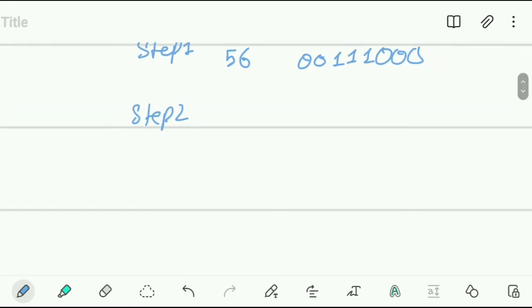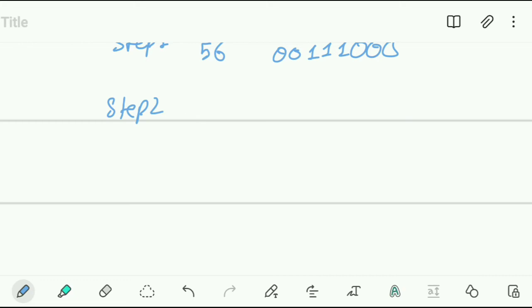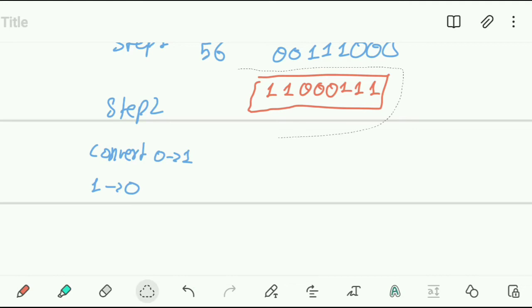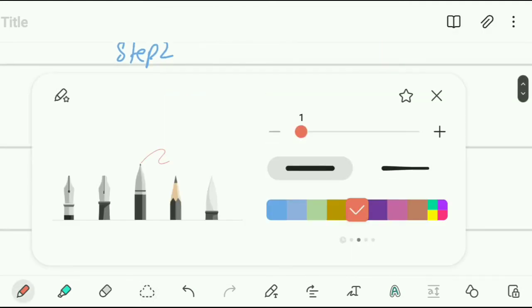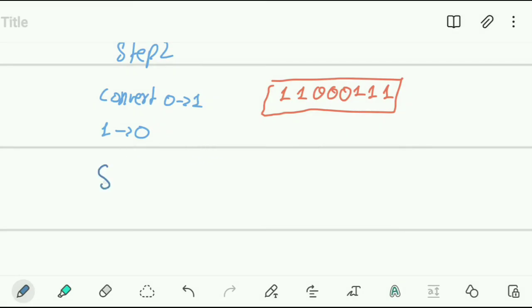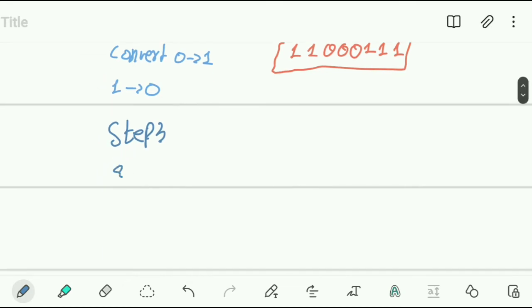Now step 2: convert 0 to 1 and 1 to 0, which means all the digits which are 0 become 1, and all the digits which are 1 become 0. So this gives 1 1 0 0 0 1 1 1. This is the second step. Step 3: add 1. Just add 1.